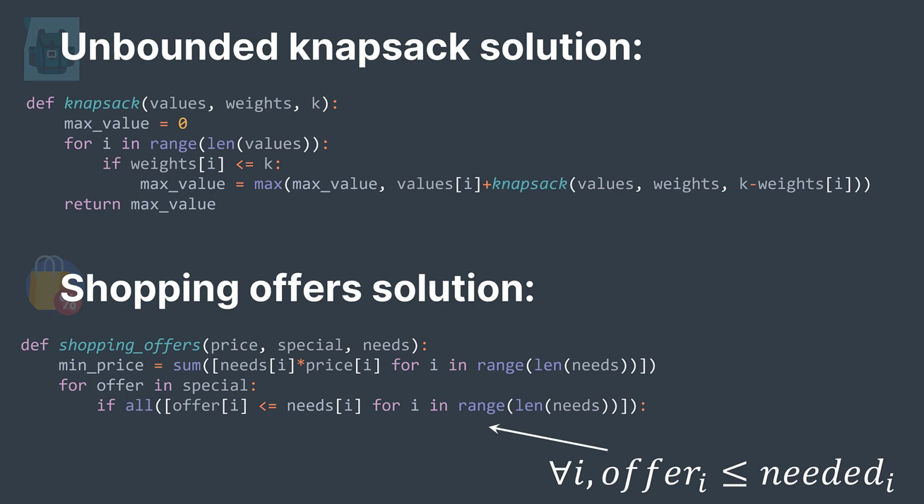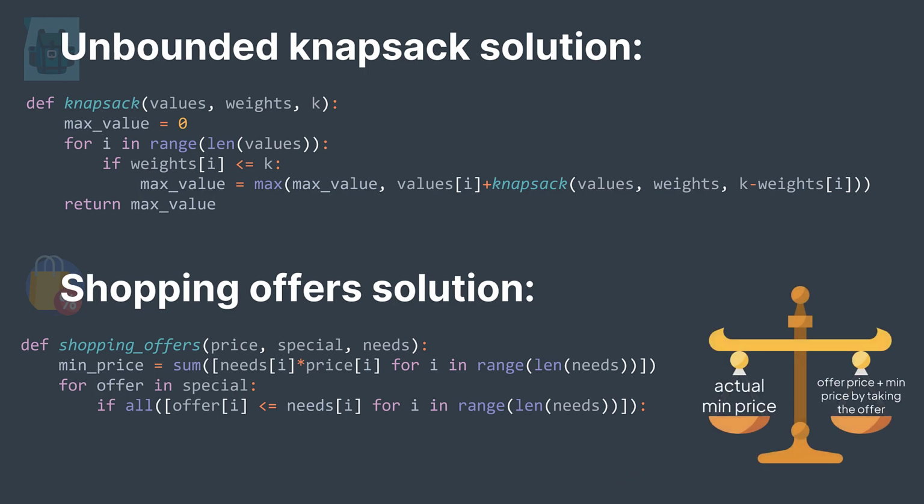If we can take the actual offer, we have to try it and see if it gives a lower price than the actual min price. We have the actual min price and the price when we take the actual offer, which is the price of the actual offer plus the best price we get after taking it, that we can calculate recursively. We compare between these two and take the minimum.